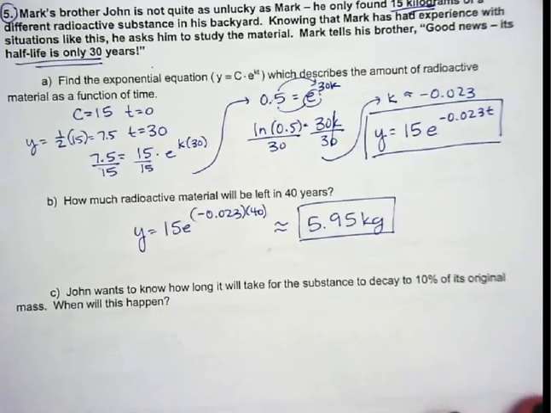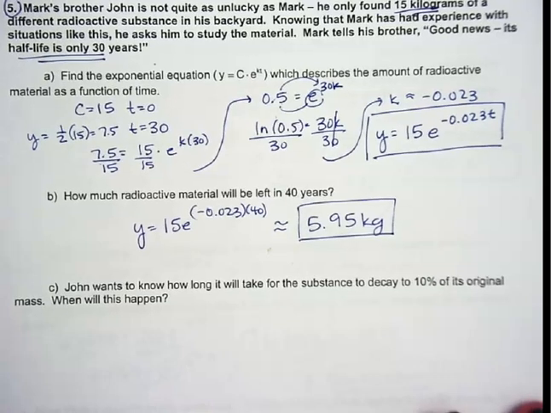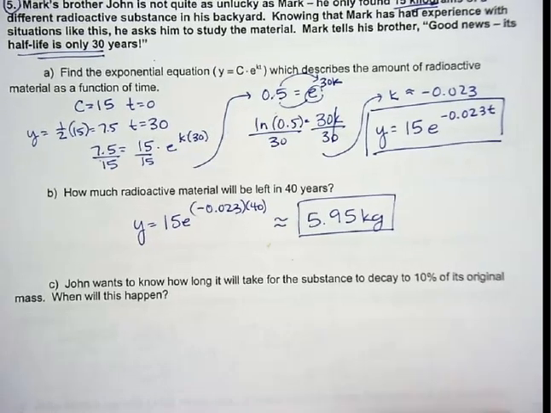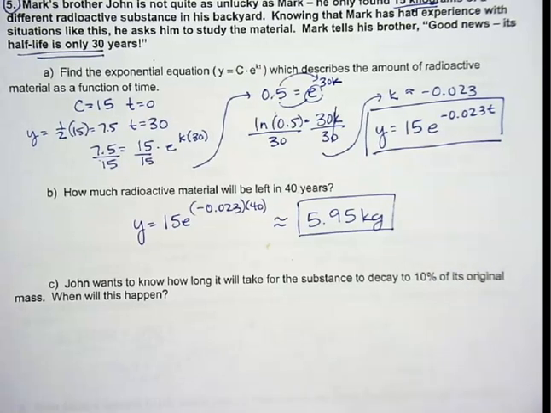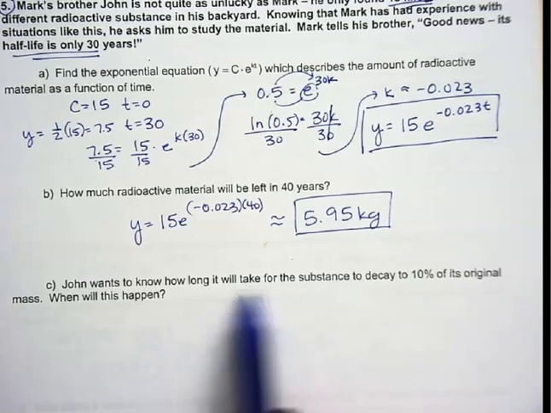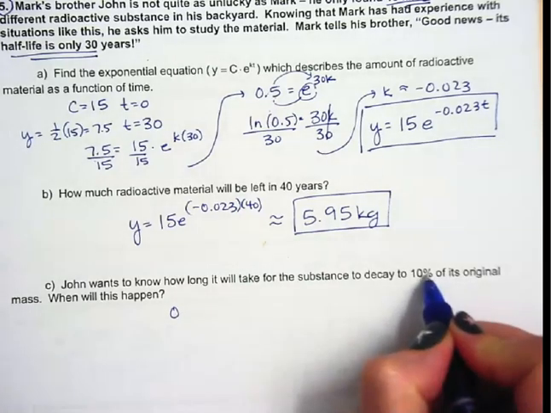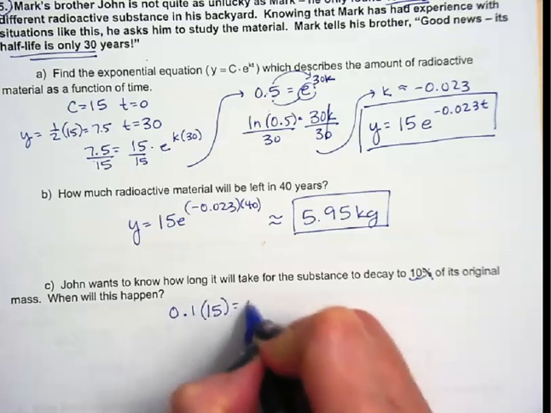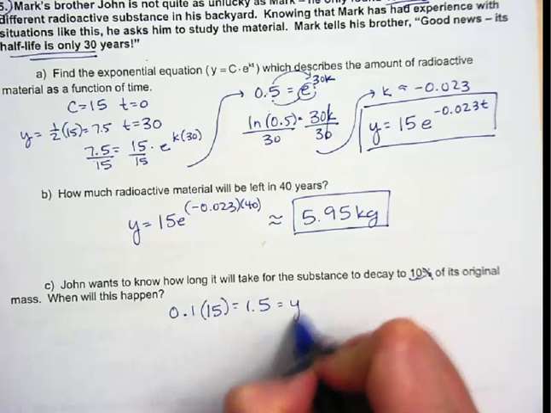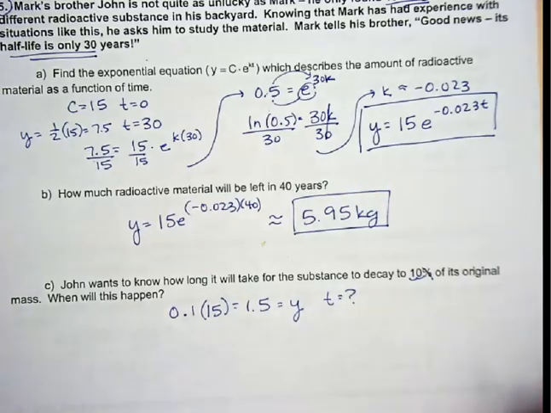And then on this last one, John wants to know, how long will it take for the substance to decay to 10% of its original mass? When will this happen? So that number is going to be a Y value. Y stands for the total amount at any particular time. So I kind of would want that actual number. So I'm going to take a second and just calculate what 10% of the original mass is. So 10% as a decimal, remember you move the decimal 2 places to the left, so it's 0.1 times the original amount, 15. That gives me 1.5. So that's a Y value when time is, we don't know, because that's what we're trying to figure out, how long that takes.